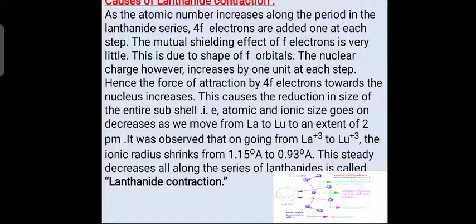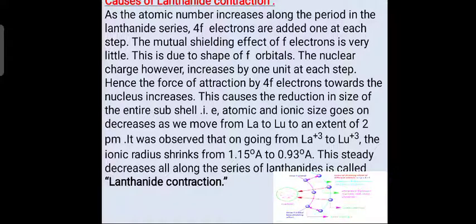As the nuclear charge increases, the force of attraction also increases, because the number of positive charges increases at the center, right? At the center or nucleus, the number of positive charges increases because the atomic number increases. Of course the negative charge also increases, but the force of attraction increases. Therefore, the force of attraction by the 4f electrons towards the nucleus increases.